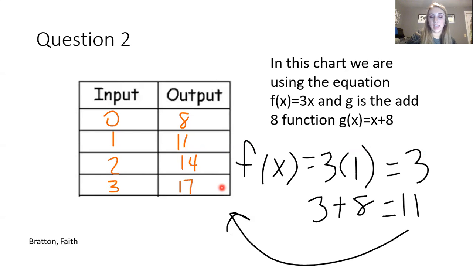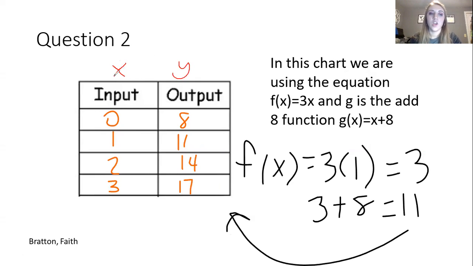Okay, so what it's saying is that in this chart we're using the equation F(x) equals 3x, and G is to add 8. So first we're going to do the input. Whatever number we input, we're going to multiply that number by 3, then add 8 to it, and that will be our outcome. They want us to use 1, 2, and 3. So the input is going to be x, and the output will be y.